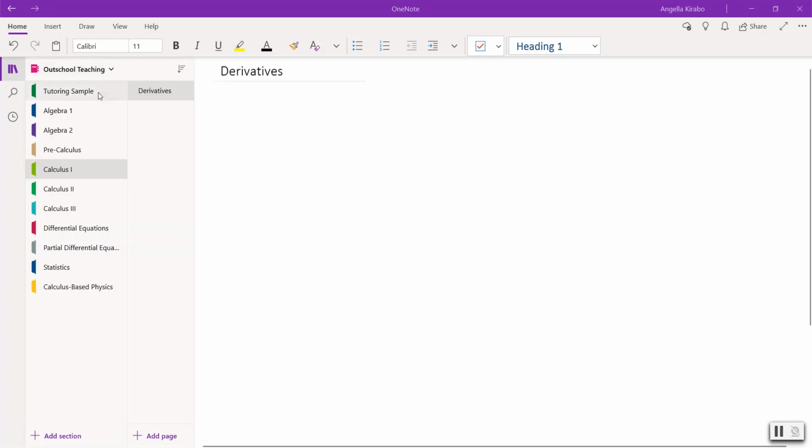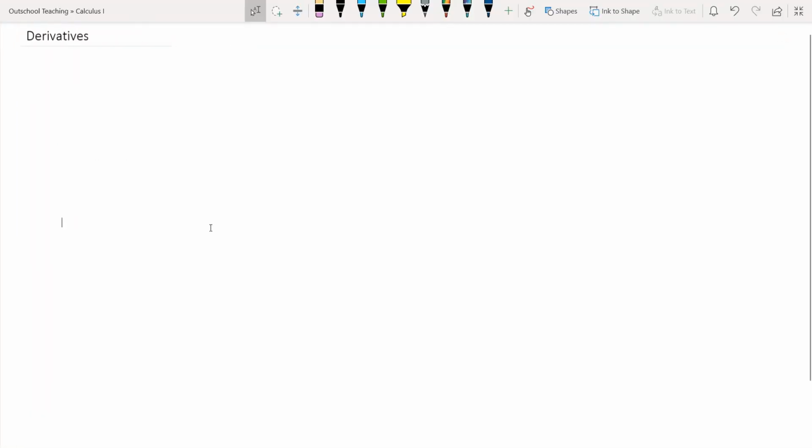So the way this is structured, it's structured by class, and today's focus is going to be Calculus 1. One of the topics I wanted to talk about is derivatives. At this point, you have seen that a derivative is defined as follows.